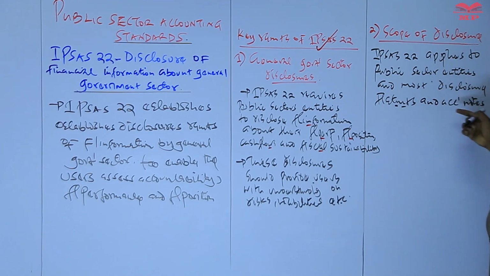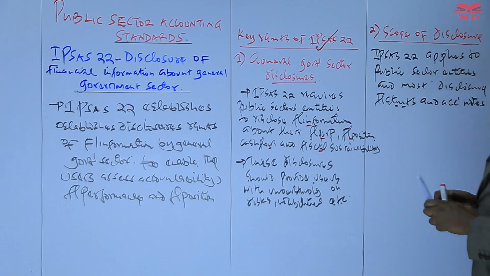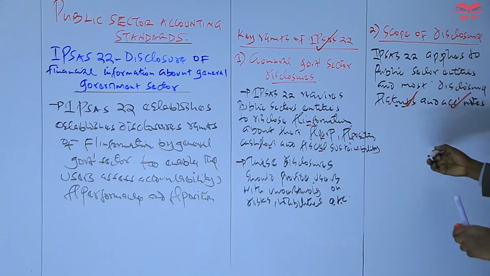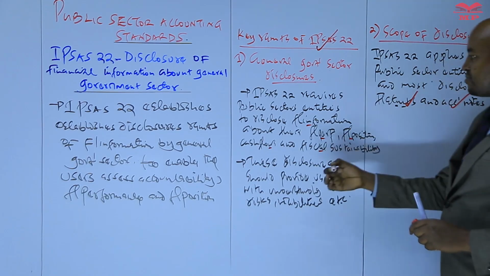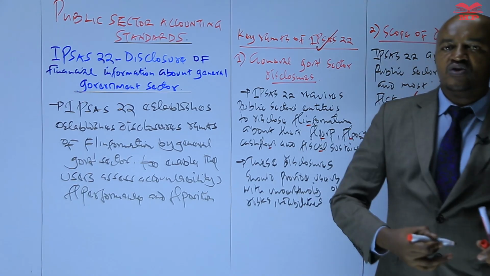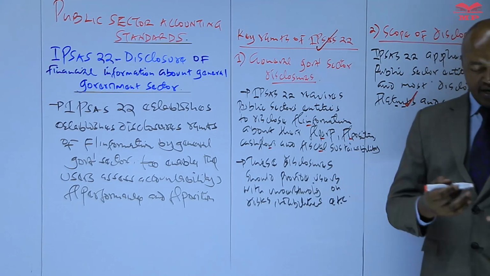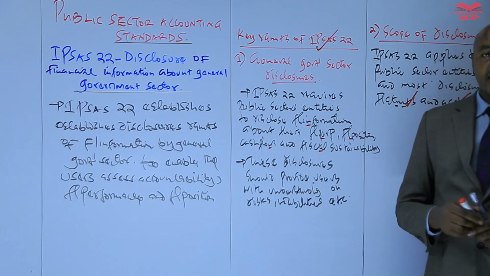Which accompany the financial statements. So therefore, this is the information to be disclosed: the financial statements and also the accompanying notes, which will help the users to do what? To understand the various financial activities of the public sector entities.